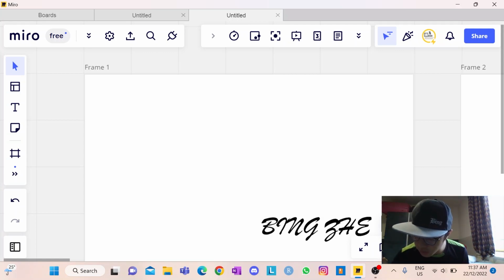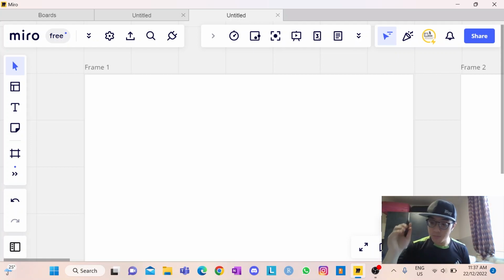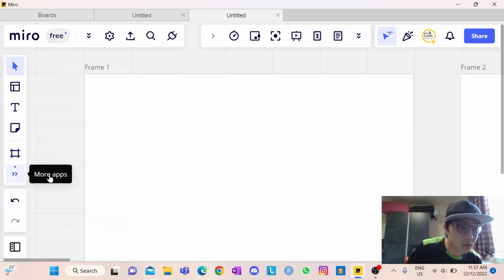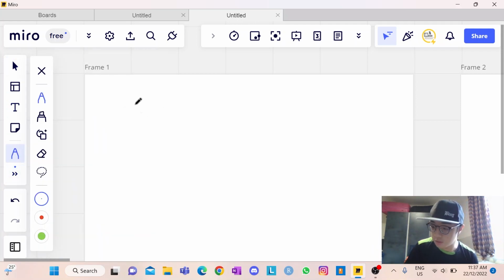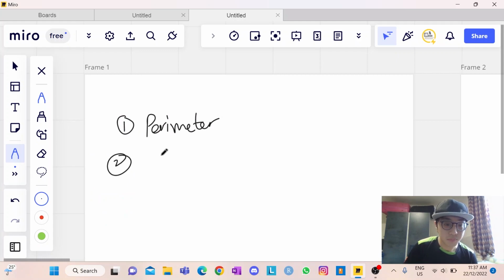So in this video, we are gonna go through the perimeter and area of different shapes. Okay, so just gonna write down what is happening in this video. We're gonna be looking at the perimeter and the area of different shapes.